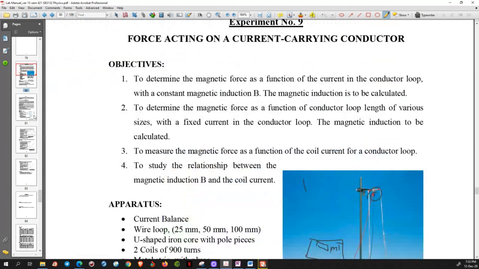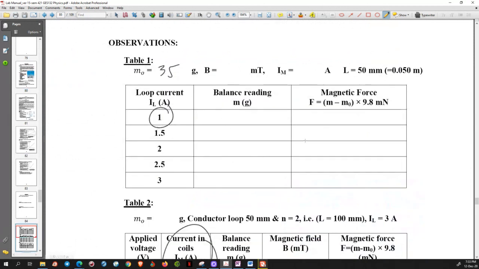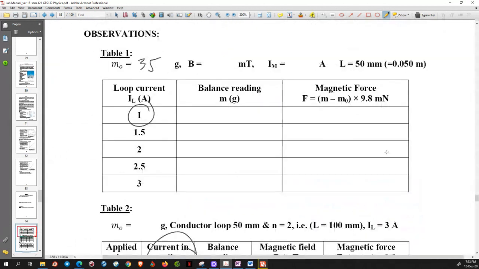Now, once you have the value of the dial, once you have the value of the current, you have to adjust the dial to point to 0 again to balance it and take the reading. So let's say it's 35.75, for example. And then this one is 35.80, okay?